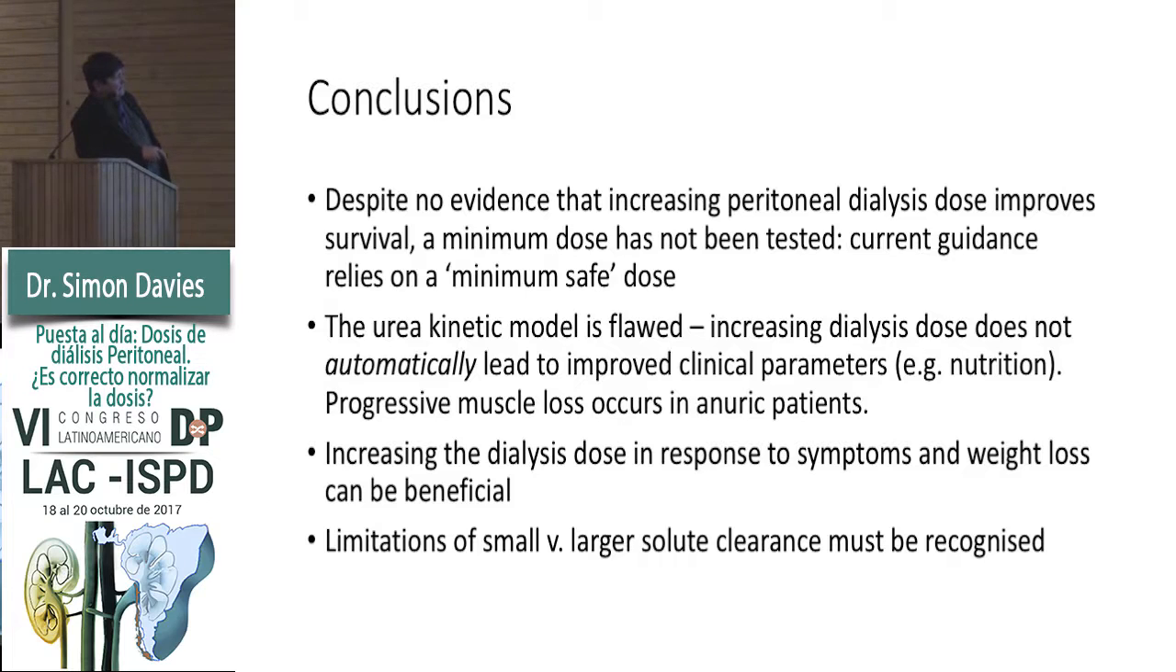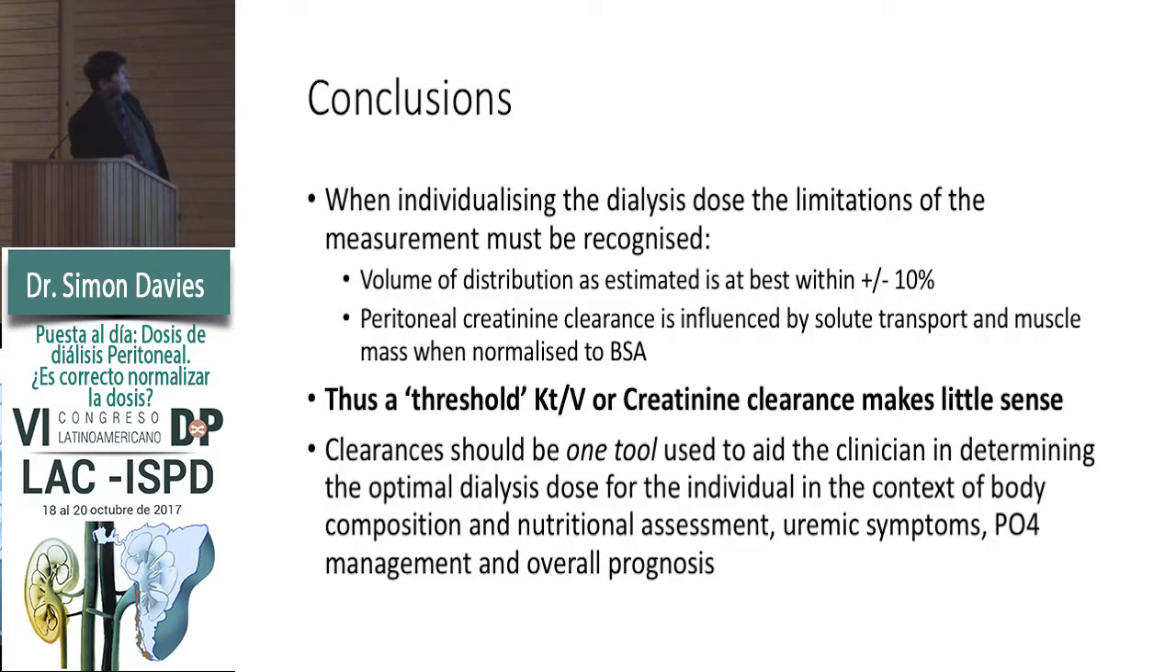And finally, I would just remind us that limitations of small versus large solutes must be recognized. And then, when individualizing the dialysis dose, the limitations of measurement must be recognized. So what I've shown you is that measuring the volume of distribution is difficult. At very best, you're measuring this within 10% either direction accuracy. So I think the guidance should not be a KT over V of 1.7, but a minimum KT over V of 1.6 to 1.8, according to your patient's body composition.